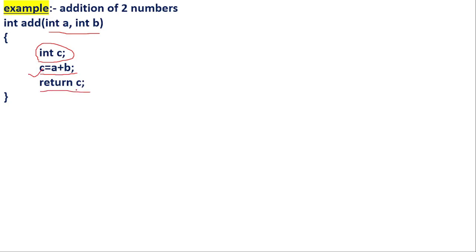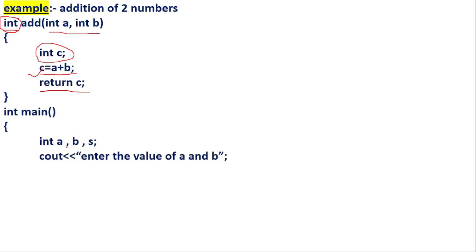As I am returning the c value and the data type of c is int, that's why I have written int here. If I return a float value, then I will write float here. So the type of value that you will return to the main, that type you have to specify here. Okay.